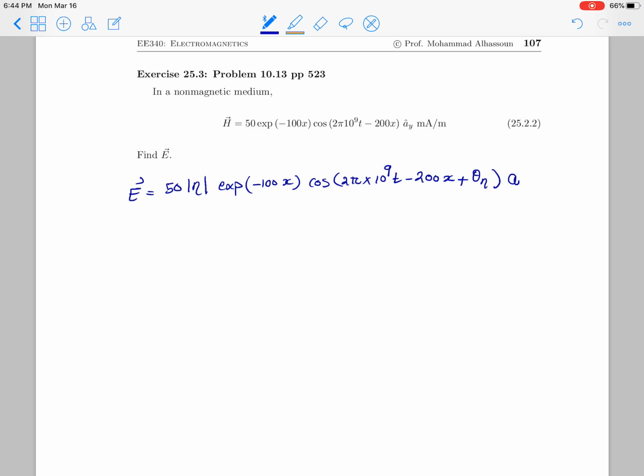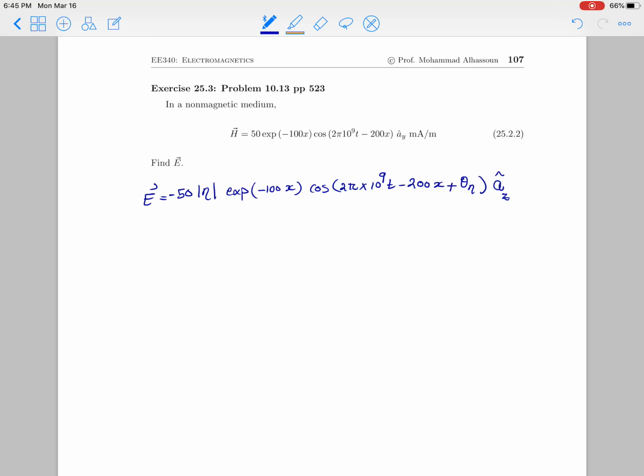And the unit vector, the wave is propagating along the positive x direction, and the H field is along the positive y direction, which means that the electric field should be along the negative z direction. And the unit is volts per meter.